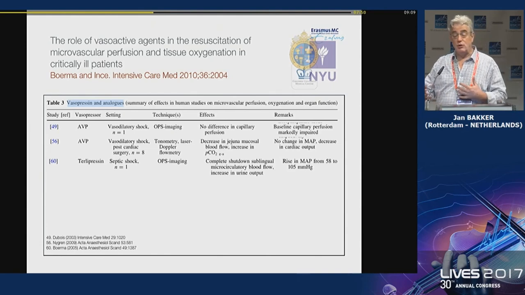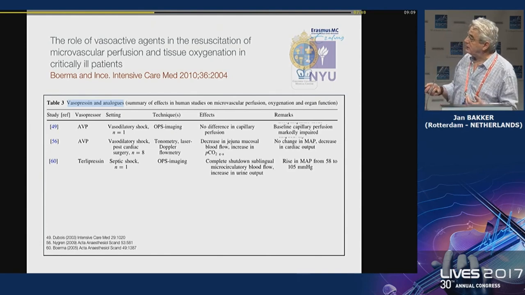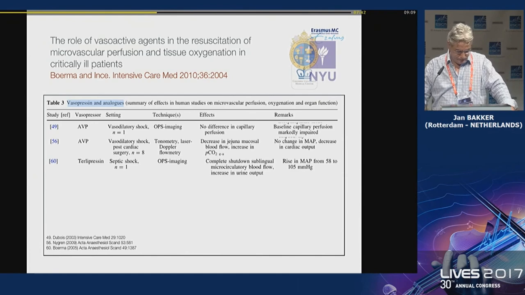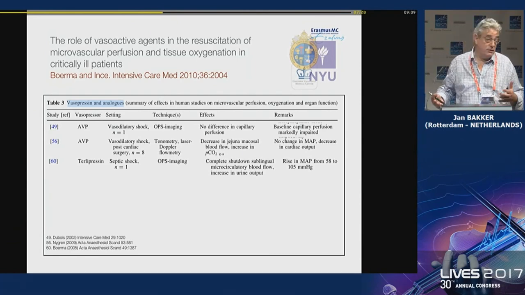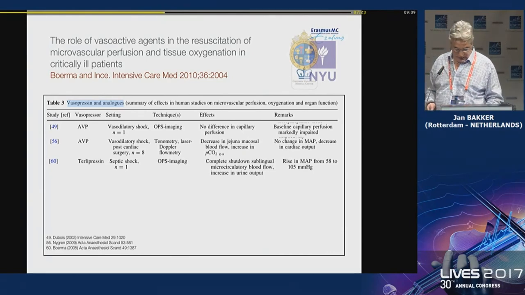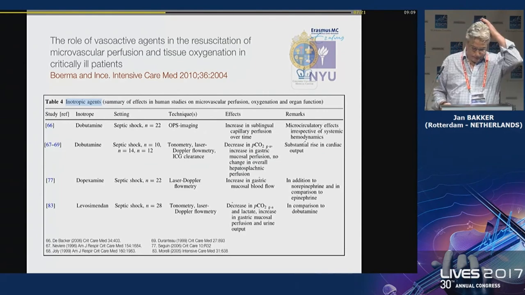But in the vasodilatory shock in the Brussels, this is Brussels and this is Leeuwarden, they didn't see any effect with vasopressin. And in vasodilatory shock post-cardiac surgery, that can be a very significant problem. There was some decrease in the stoma, in the jejunum, and an increase in CO2, but that's only in 8 patients. So not a lot of data on this in the microcirculation.